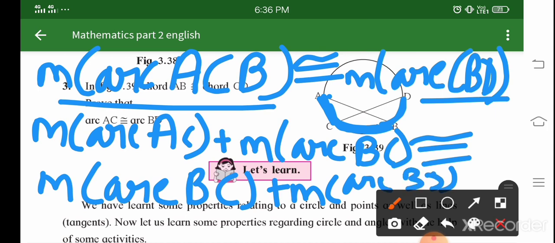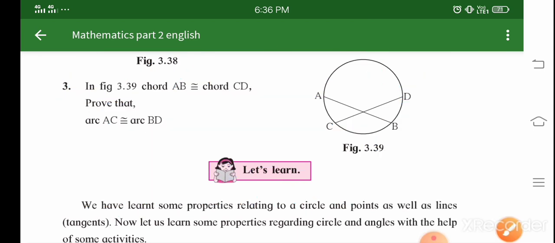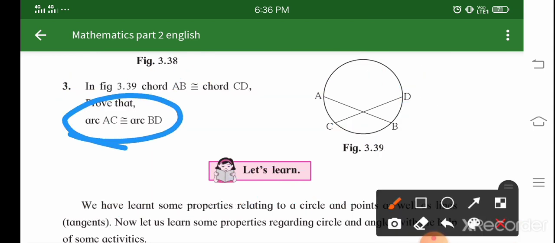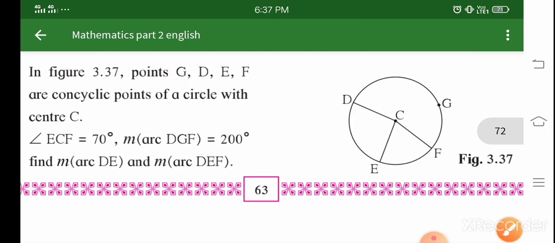Can you see the measure of arc BC on both sides? When you take this BC over here, it becomes minus, so easily you can say that arc BC and BC will be cancelled. What is remaining? Measure of arc AC and measure of arc BD. So hence proved, what we had to prove is AC and BD. I think this exercise is clear to you all. With this we have completed our practice set 3.3.